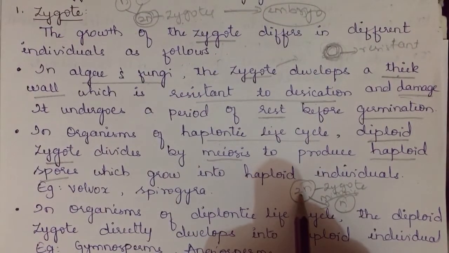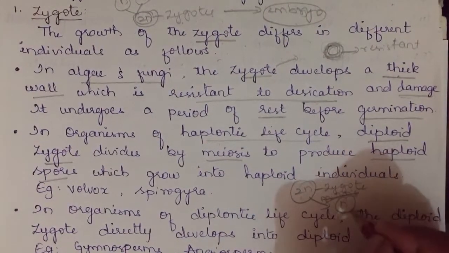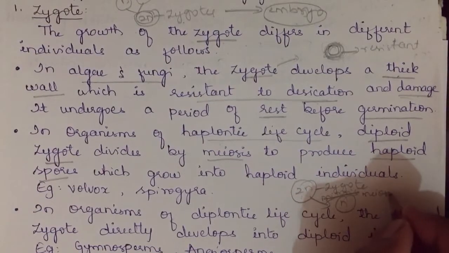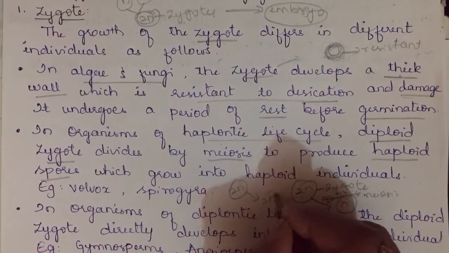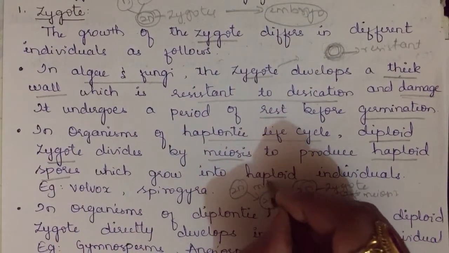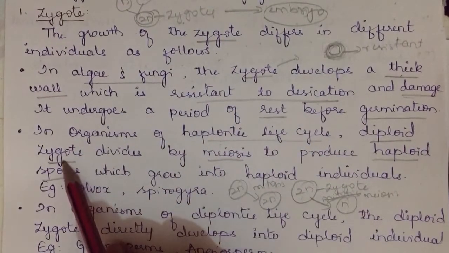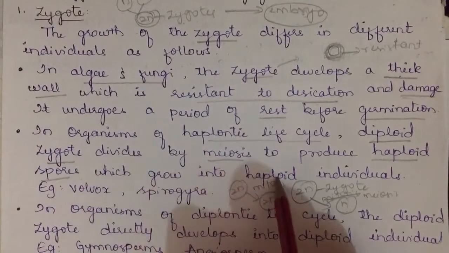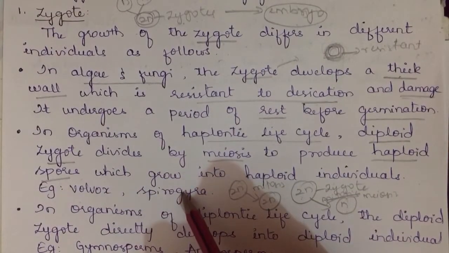If the zygote is producing haploid spores, then it is meiosis, not mitosis. If a diploid zygote is producing diploid spores, then it will be mitosis. So in the haplontic life cycle, the diploid zygote undergoes meiosis to produce haploid spores, which grow into haploid individuals. Examples are found in Volvox and Spirogyra.